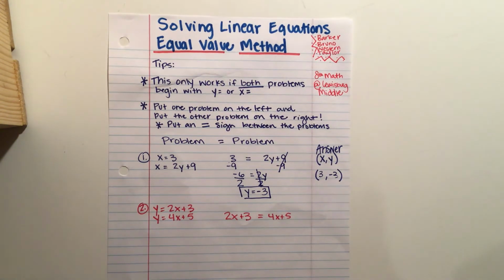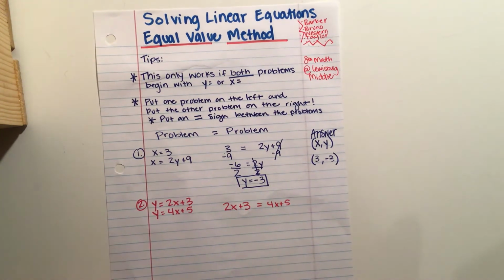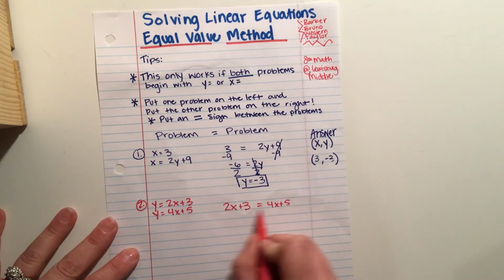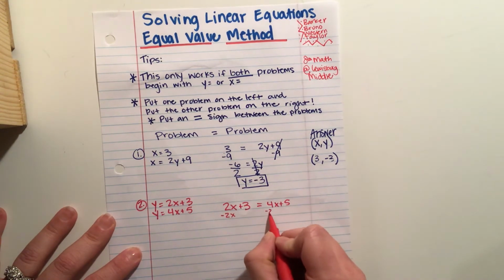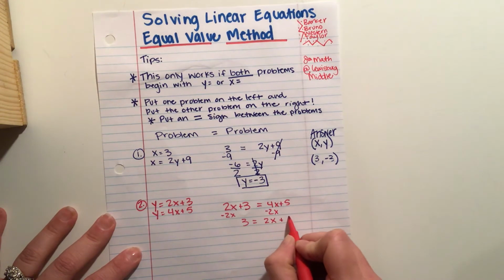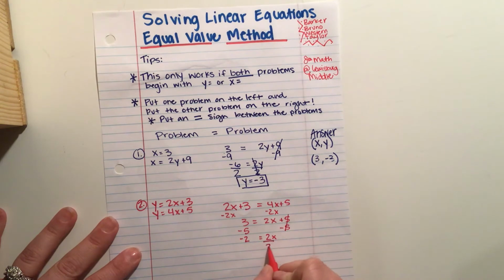Notice I did not take that y with me. I only took the information and put it on the left and on the right. Now I'm going to use the info to solve for the variable, which in this situation will be x. So subtract 2x on both sides. We're left with 3 equals 2x plus 5. Subtract 5 on both sides. We're left with negative 2 equals 2x. Divide by 2 on both sides, and you're left with x equals negative 1.